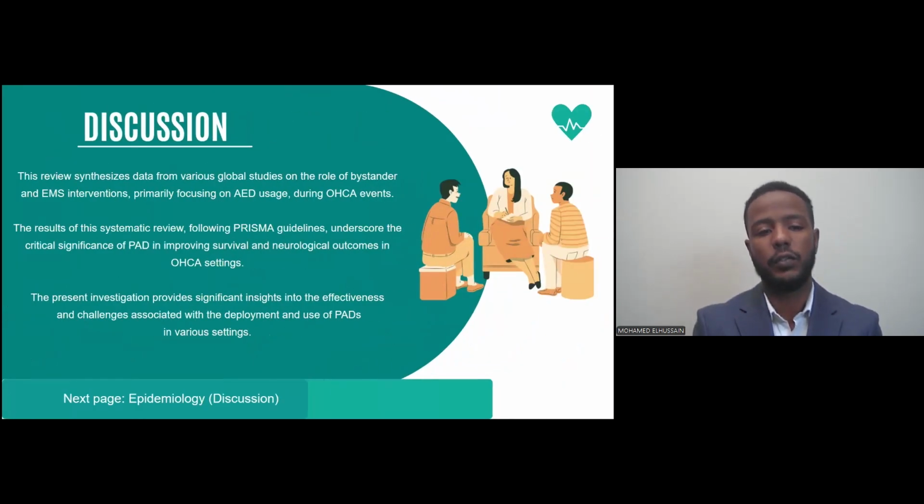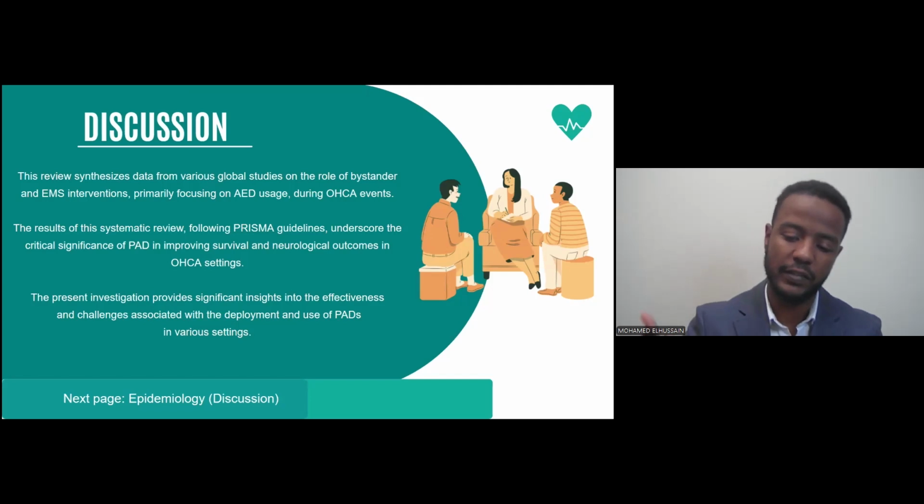So finally, the discussion. This review synthesizes data from various global studies on the role of bystander and emergency medical services interventions, primarily focusing on AED usage during out-of-hospital cardiac arrest. The results of this systematic review, following PRISMA guidelines, underscore the critical significance of public access defibrillators in improving survival and neurological outcomes in out-of-hospital cardiac arrest settings. The present investigation provides significant insights into the effectiveness and the challenges associated with the deployment and use of public access defibrillators in various settings.